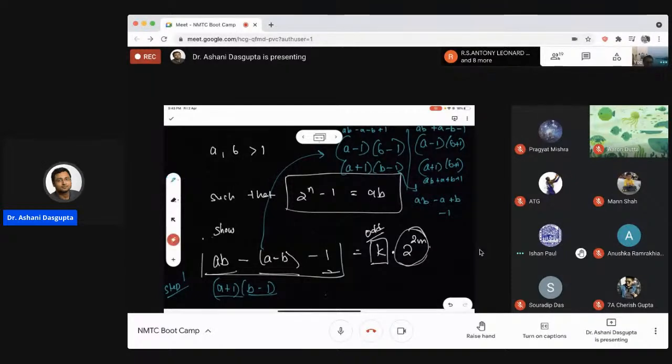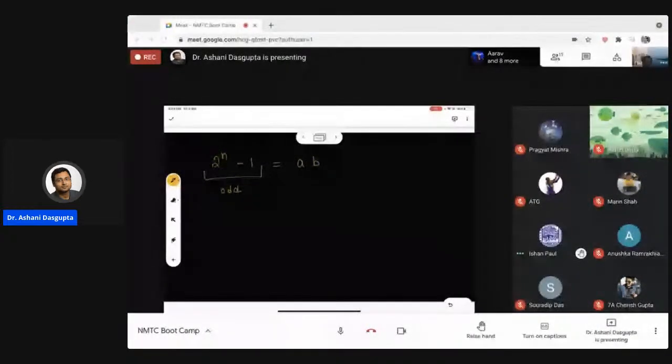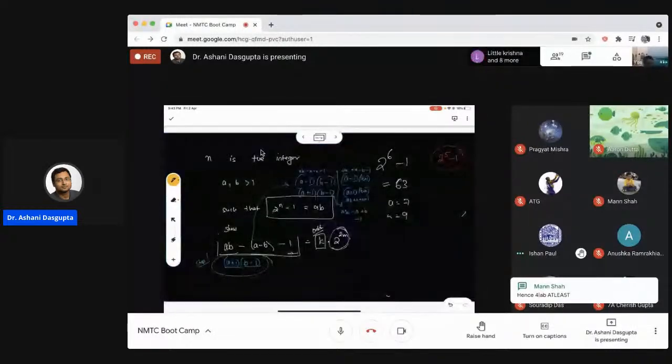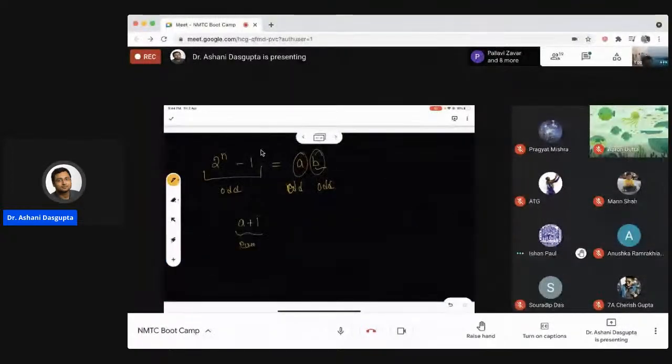You see, that's a very good reasoning actually. What Ishan is saying is that if you can write 2 to the power n minus 1 as A times B, then this is odd. Obviously, if you are subtracting 1 from a power of 2, of course that's odd. So A is odd, B is odd, and now we use Ashrit's factorization, which is A plus 1 times B minus 1. So A plus 1 is even and B minus 1 is even.